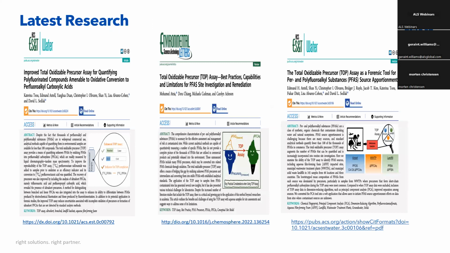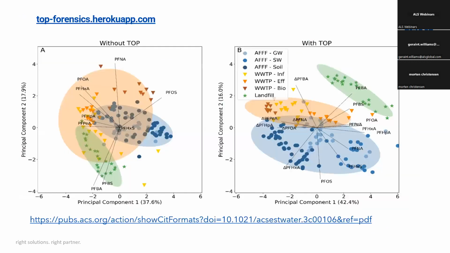I also wanted to point you in the direction of some of the latest research, which might be of particular interest to you. A lot of these papers have been published in the last couple of months, so you might be aware of them anyway, but they talk about the use of multivariate statistical tools, things like a technique called uniform manifold approximation and projection, or UMAP. There's other techniques available out there for use with TOP assay data, hierarchical clustering and various other statistical modeling techniques. They're actually open source as well, so if you wanted to look at them, I've provided the link there.